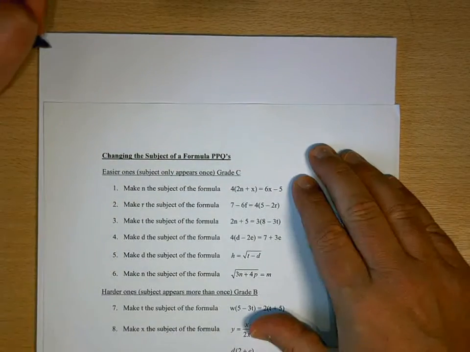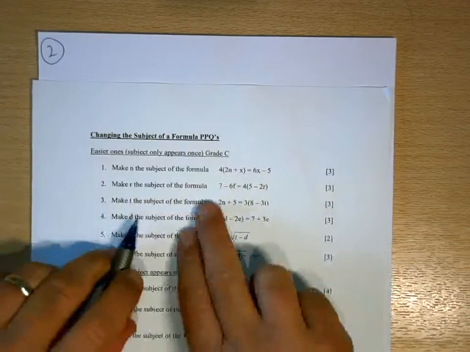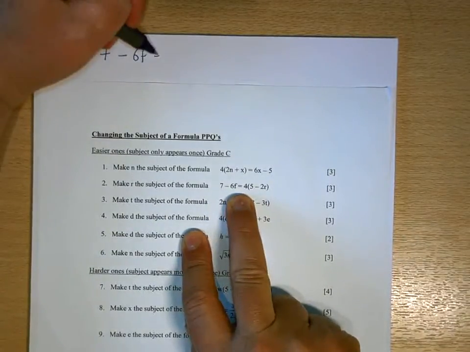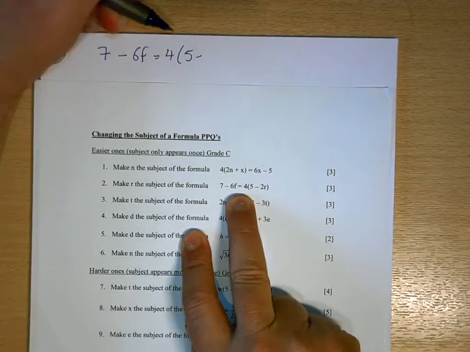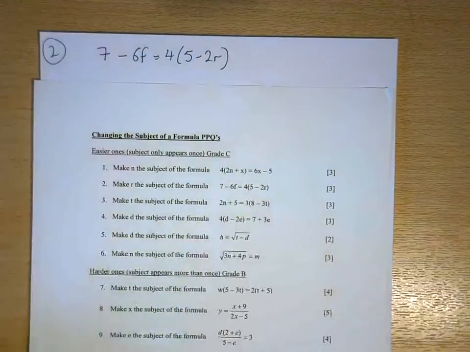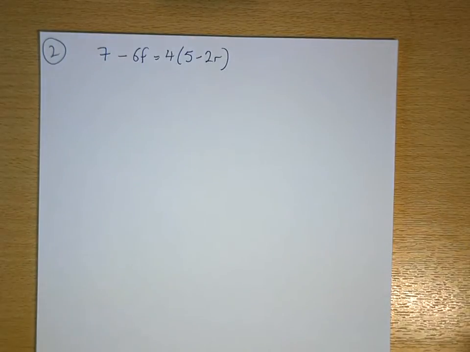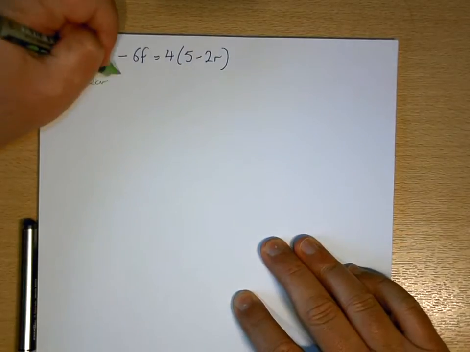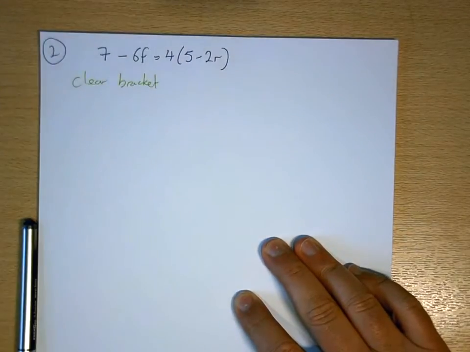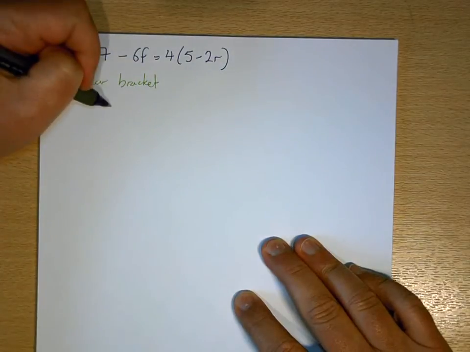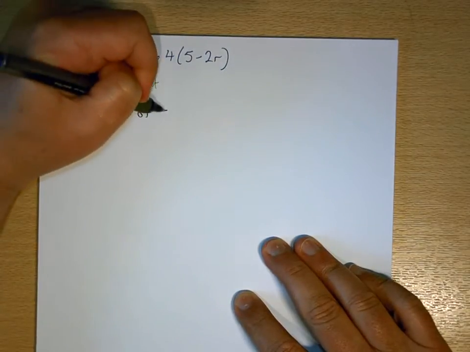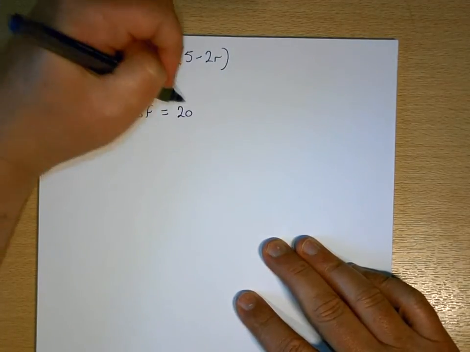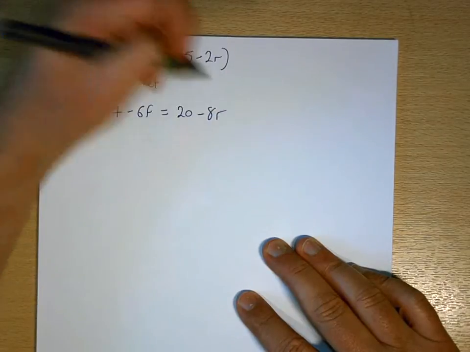The second one that we're looking at: make r the subject of the formula. 7 take 6f equals 4 bracket 5 take 2r. Again, first thing to do, clear the bracket. When I'm clearing the bracket, on the left hand side I haven't got any change. On the right hand side, 4 times 5 is 20, 4 times 2 is 8.